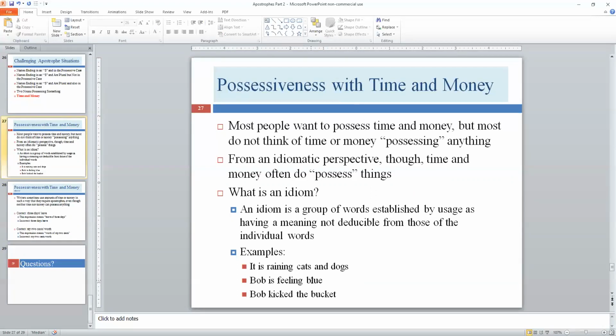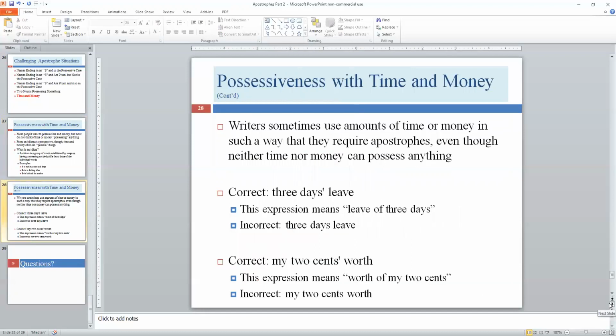Bob is feeling blue. We don't mean that he's literally feeling something that's blue, or even that his skin color is blue. We mean that he's sad. Bob kicked the bucket. We again don't literally mean he took his foot and hit the bucket with it. We mean Bob has passed away. Those are examples of idiomatic expressions. Okay, so let's talk about how possessiveness with time and money work with these idiomatic expressions.